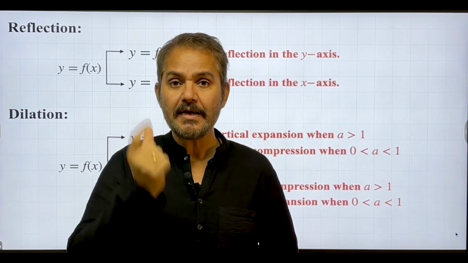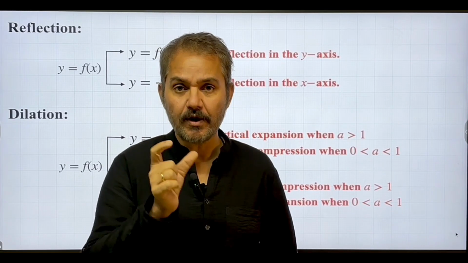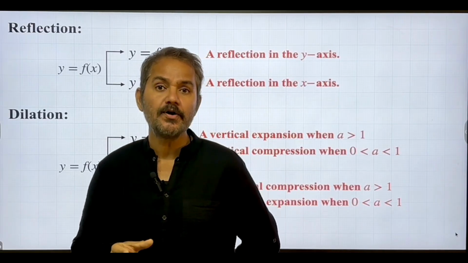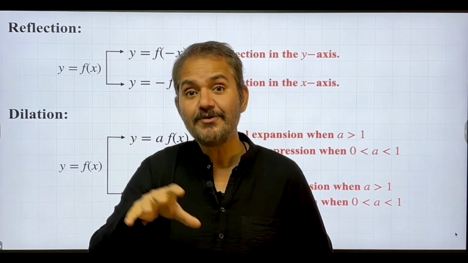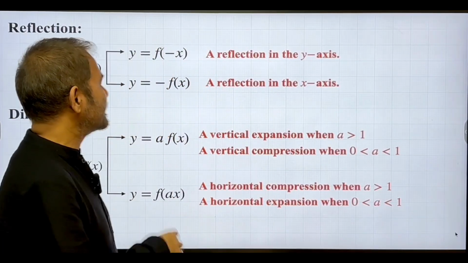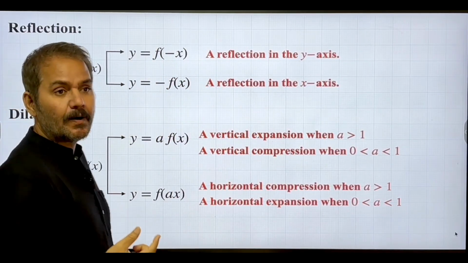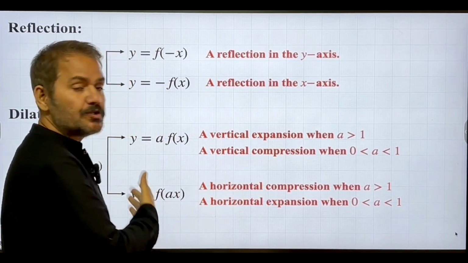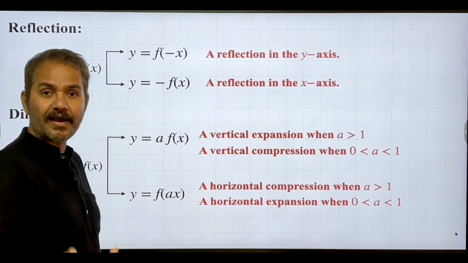Those are called invariant points. So what are invariant points? Invariant points will lie on object and image both, right? Now, how do we use these transformations to change a function or sketch a function?